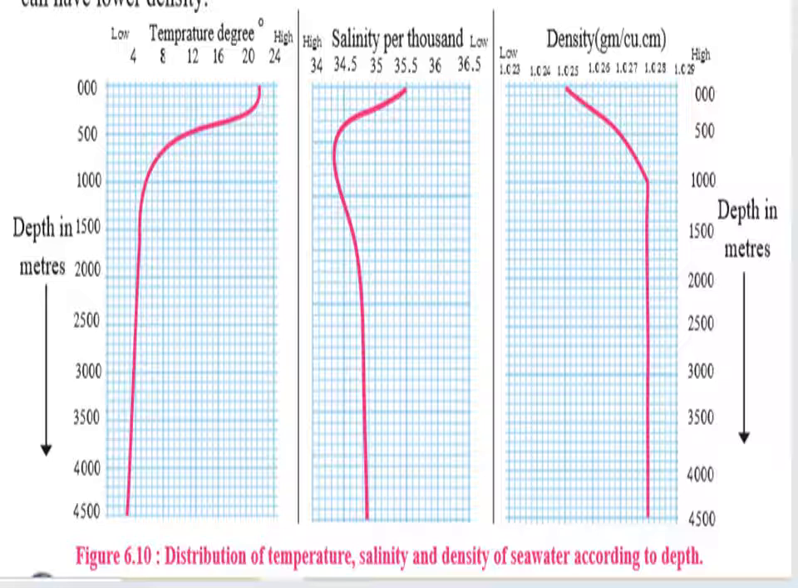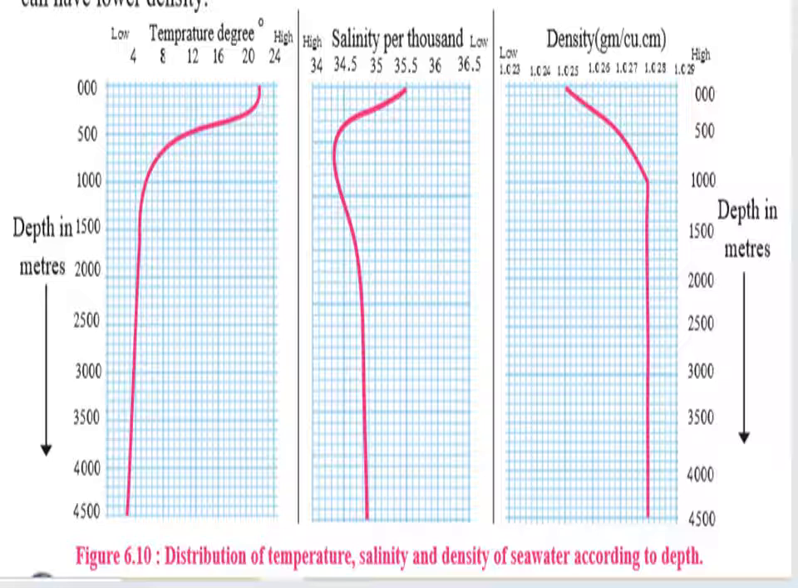What can you see in this? Observe carefully. Here you can see depths in meter. And here you can see temperature, salinity and density. So it is decreasing with increasing depth. So you can see the arrow, it is decreasing in depth.